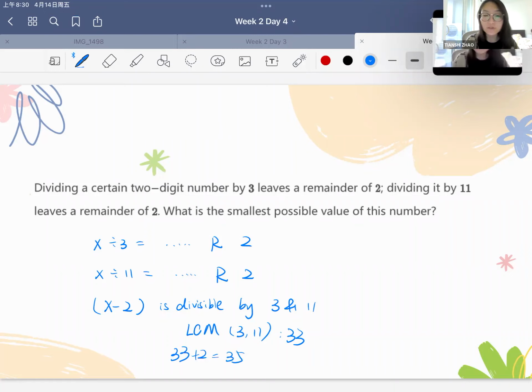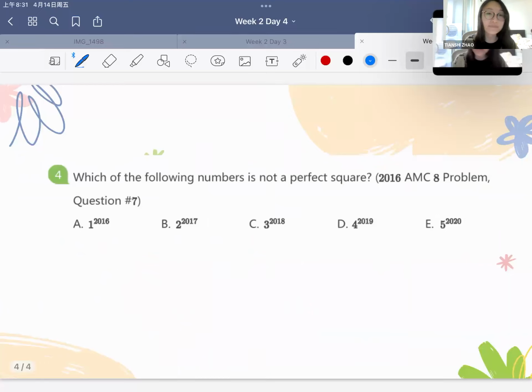So for this kind of problem, first of all, we can translate the words into an algebraic expression, and then we can think about the divisibility and relate it to the concept of the least common multiple, and then we can find the smallest possible value of this number. So this is about this question, and we also have the last question, which is an AMC8 problem.